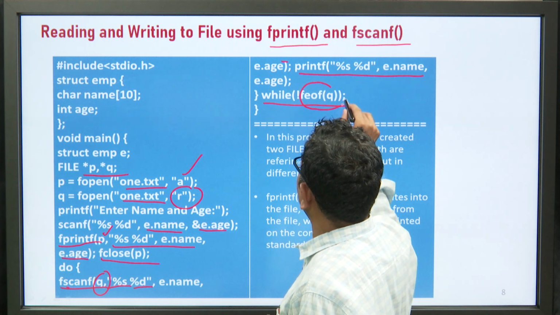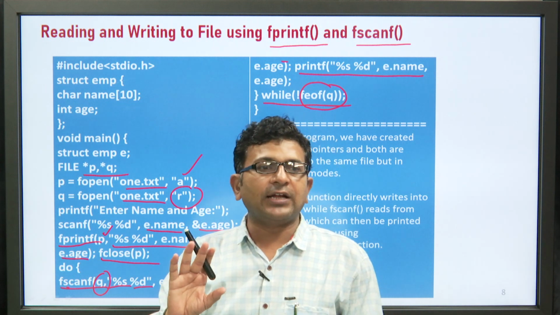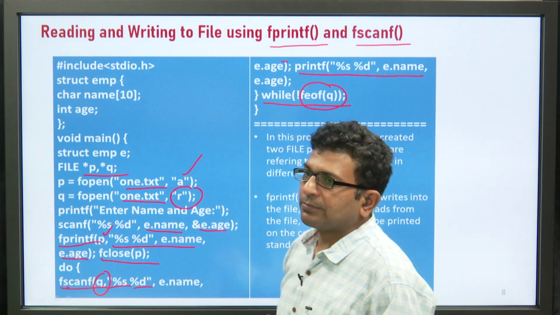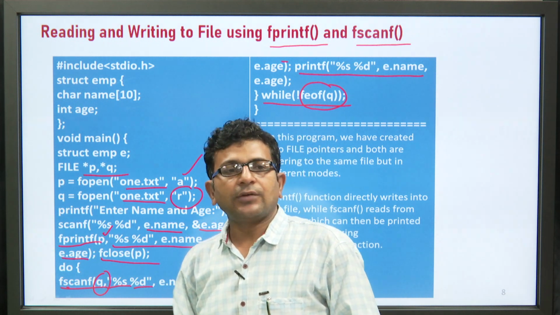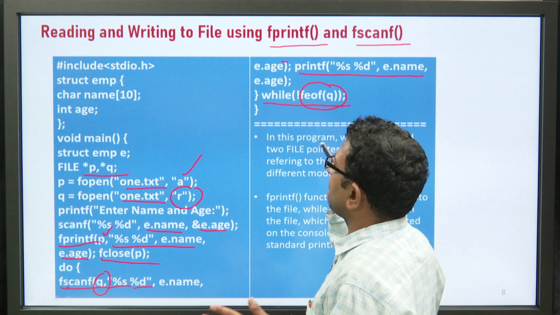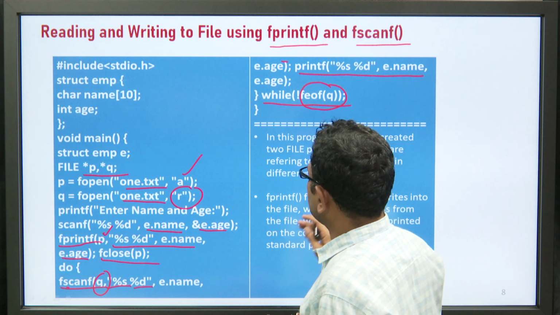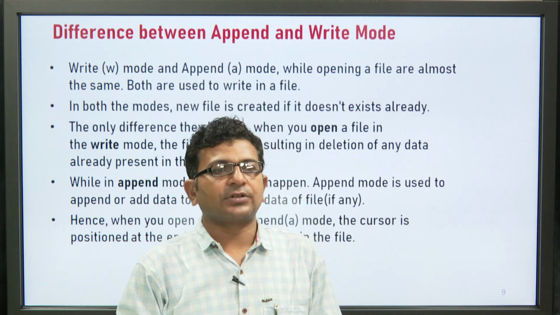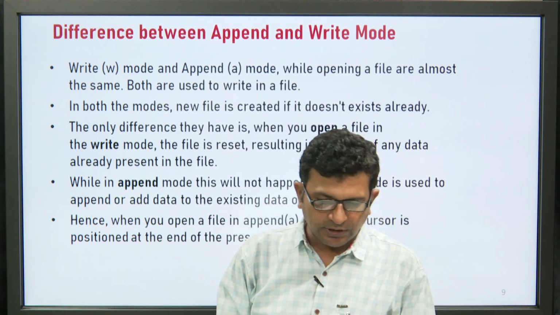The feof function is a well-defined function in the C file handling library. If it returns 0, it means the end of file is not reached. If it returns a non-zero value, it means the end of file is reached. So, it will complete and print all the contents of the file on the console. This is how we can use the fprintf function and fscanf function to read something from the file and to write something into the file.